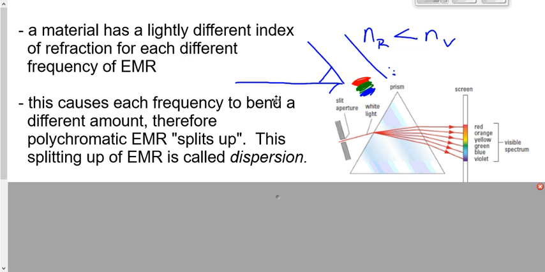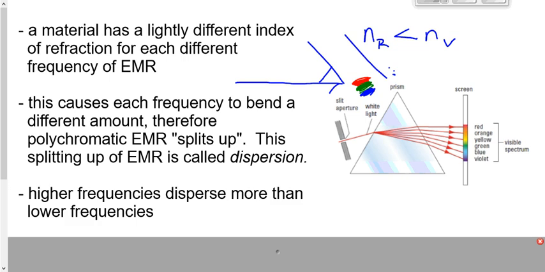We already said this: higher frequencies disperse more than lower frequencies. But again, that's not something that I memorize. I figure that out by picturing the diagram. If you're not a visual person, then maybe you remember that. But if you're like me, then it's easier for me to remember this picture than it is to remember that statement.